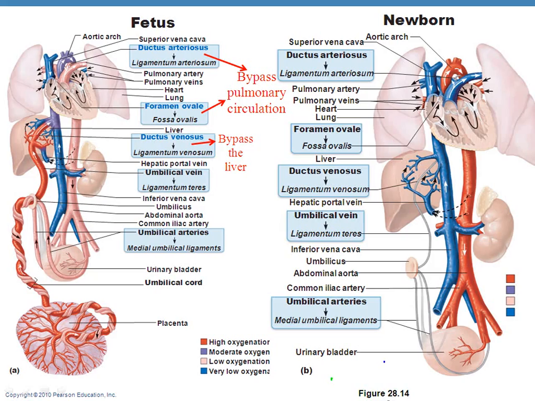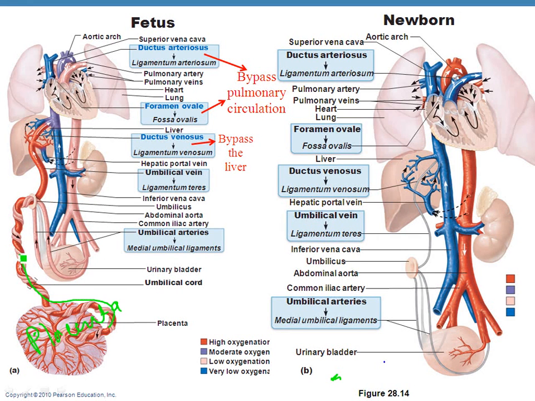Okay, so here's the figure from your book, the side-by-side, the fetus and the newborn. And let me get the pen working. No, come on. Okay. So right here, we're going to see this is the placenta, right?